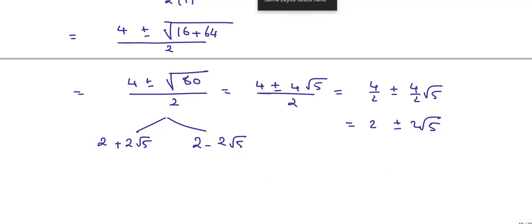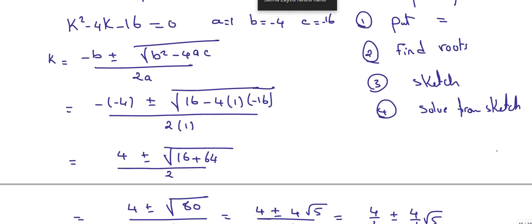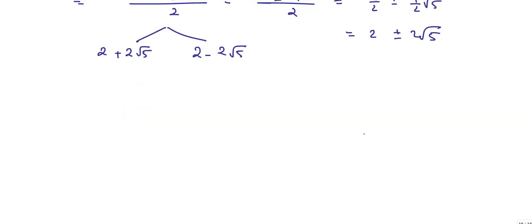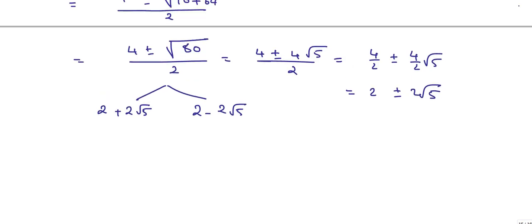Is this the final answer? No, I just got the roots. All these steps are to get the roots. We put equal 0 and we got the roots. Now it's time to sketch. It's a quadratic, so it's a parabola. Does it open upward or open downward? It's open upward. Sir, why didn't we use the calculator? You can use the calculator, of course. There is no problem.